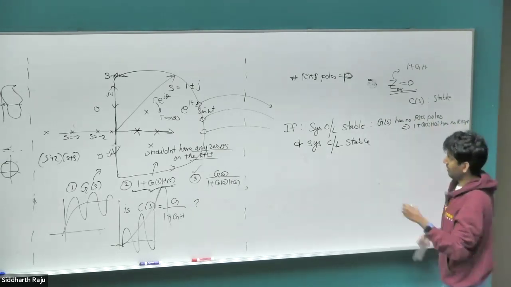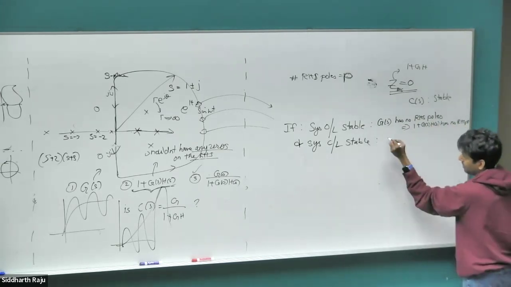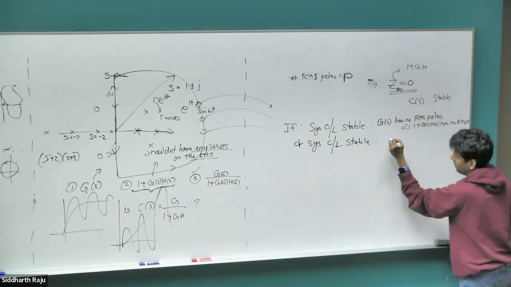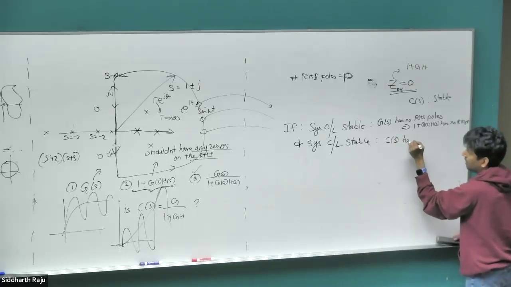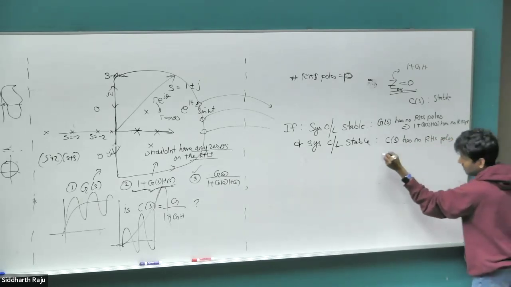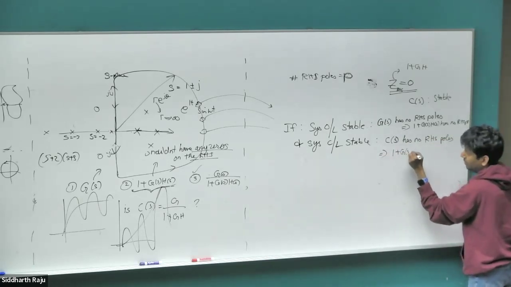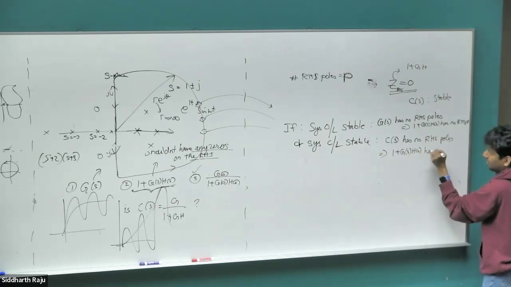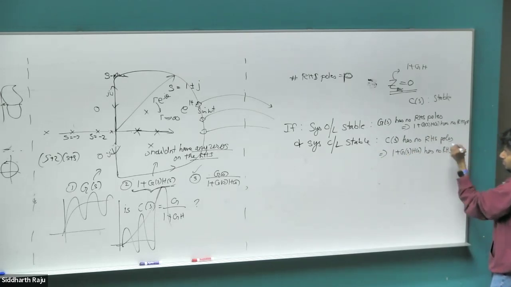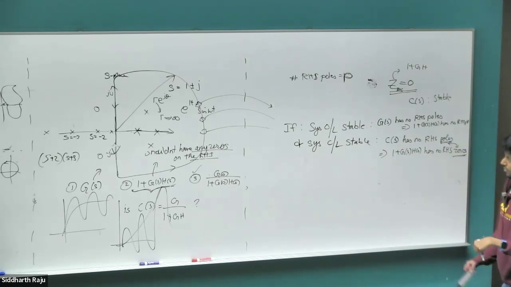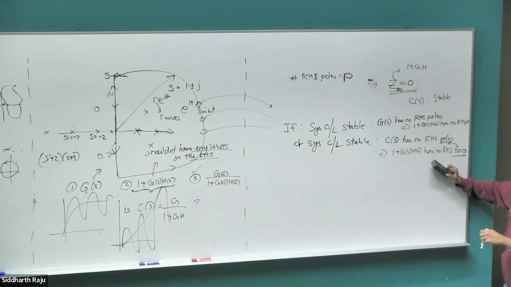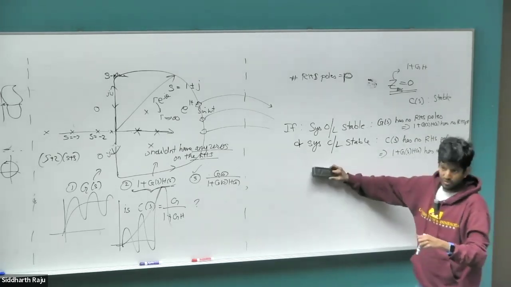If our system is closed loop stable, that implies, or let me put it the other way around, our closed loop transfer function C of S has no RHS poles, which is the same as saying our 1 plus G of S H of S has no RHS zeros. Right? Notice that these two terms change because the poles of the closed loop transfer function are the same as the zeros of the 1 plus G of S H of S transfer function. Right? Everybody clear so far?